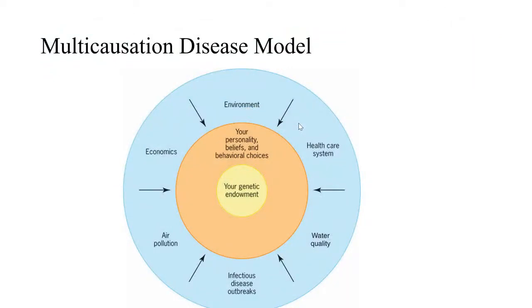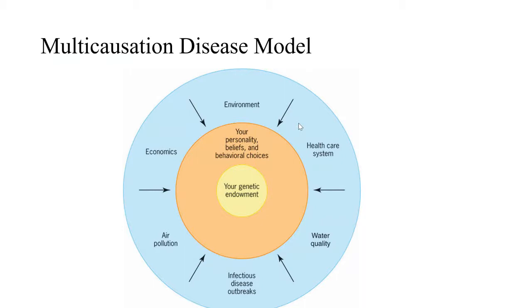So here's just a visual of the multi-causation disease model. So that middle circle is your genetic material, right? It cannot be changed. That's who you are, it's what you're born with. The circle around it is your personality, beliefs, and your behavioral choices.